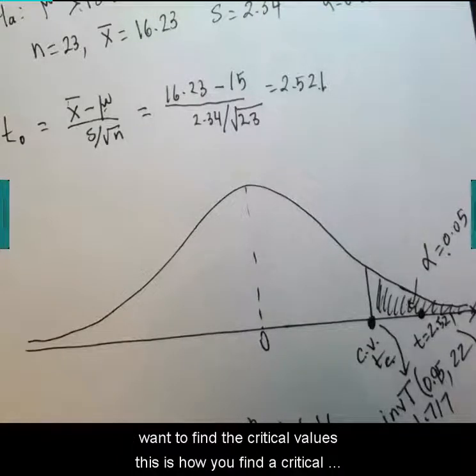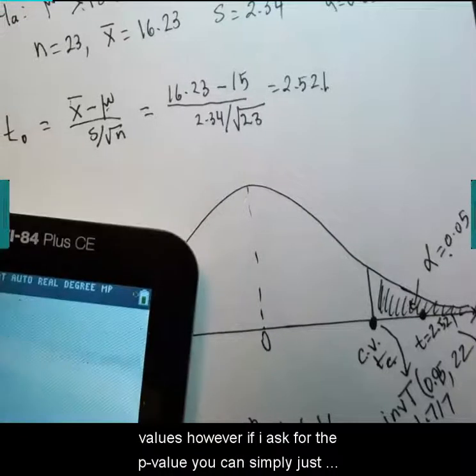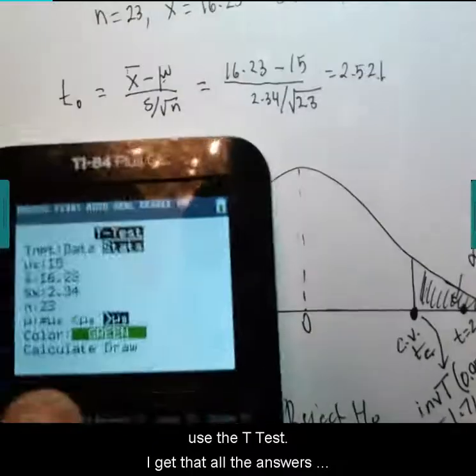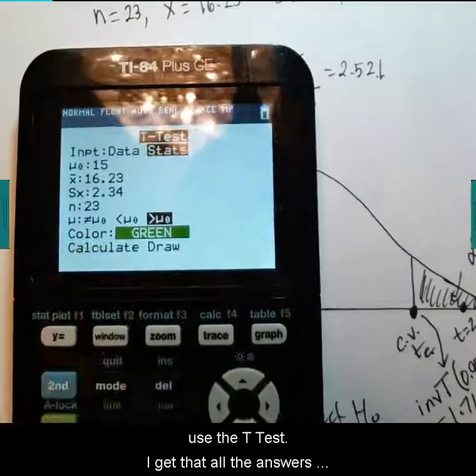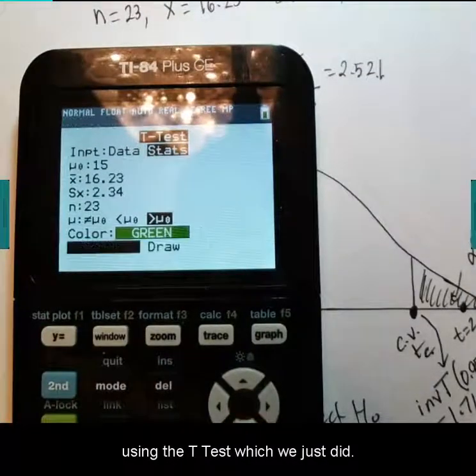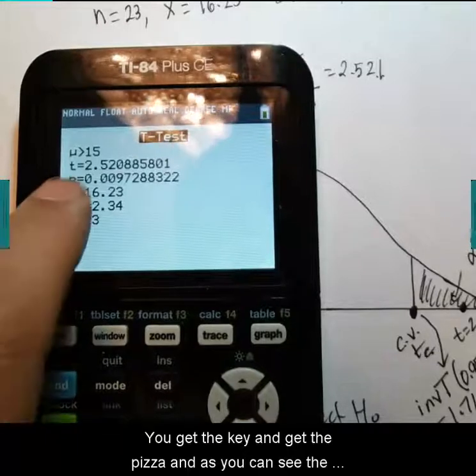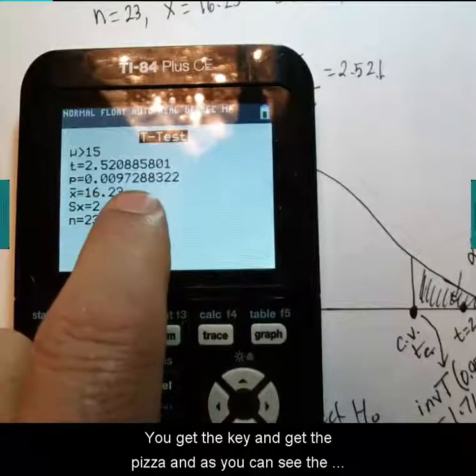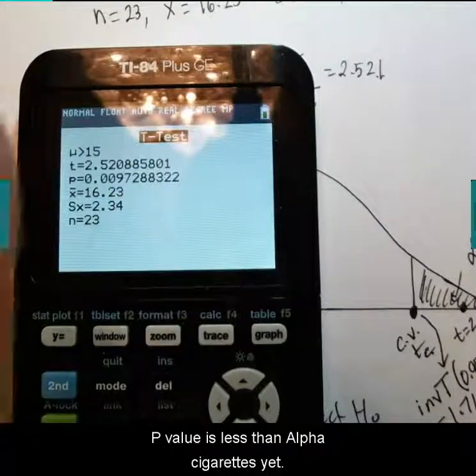However, if the question asks for the p-value, you can simply use the t-test and get all the answers using the t-test here, which we just did. You get t and you get the p-value. And as you can see, the p-value here is less than alpha, so you reject H0.